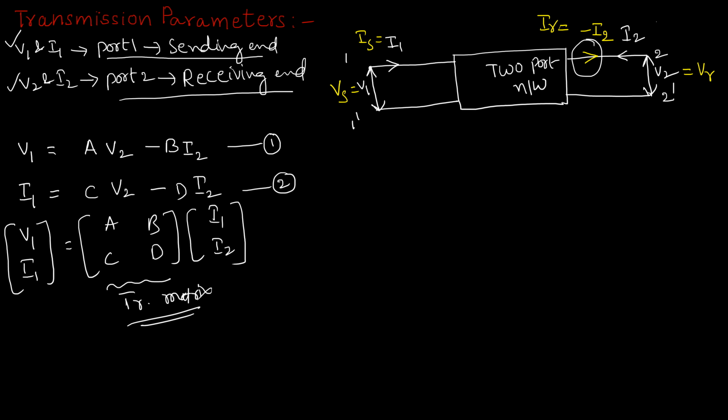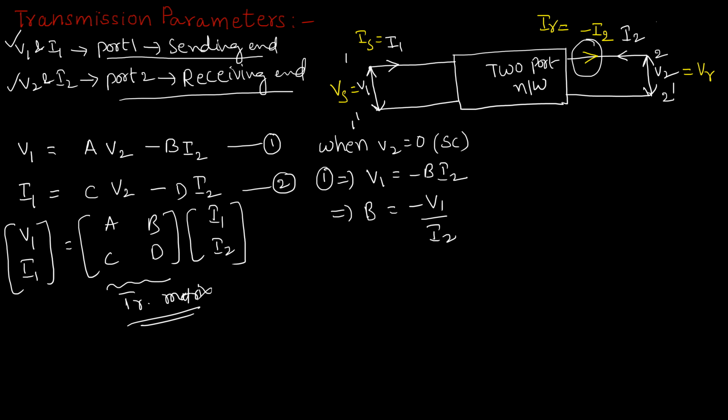Now let us find the parameters using the conditions. Let me take the first condition: when V2 becomes 0. What happens if V2 becomes 0? It will be replaced by a short circuit. From equation 1, we can write V1 equal to minus B into I2. So B is minus V1 by I2. V by I is an impedance, so the unit will be ohms.